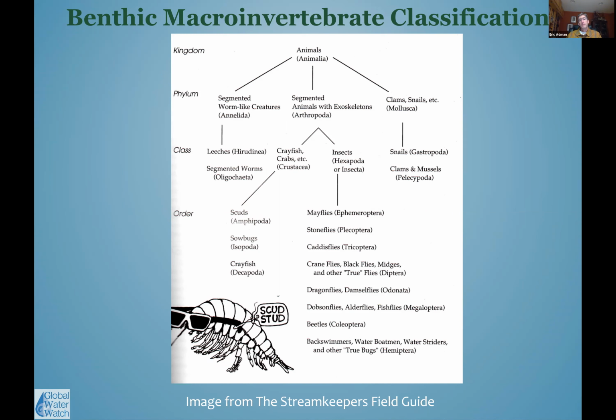So you've got some worm type creatures. You've got segmented animals like crayfish and insects. You've got clams and snails. Those are the different types of creatures that we're going to find. And primarily we're going to find all those different creatures.